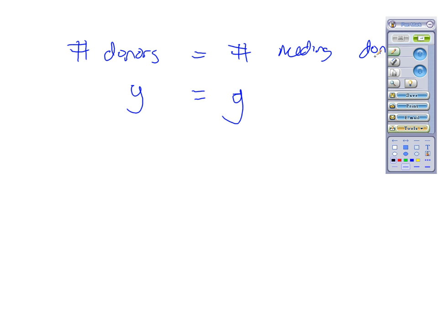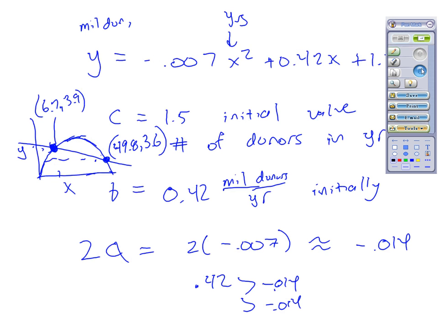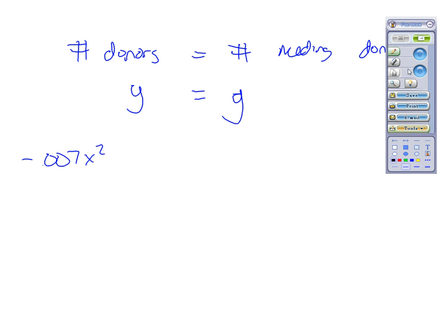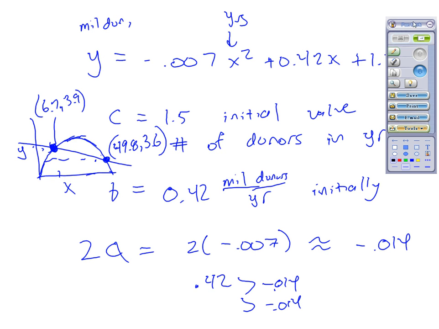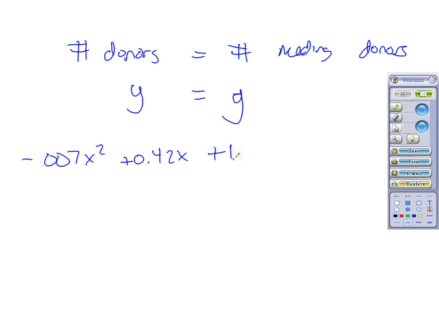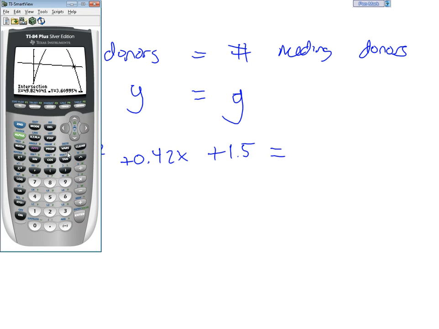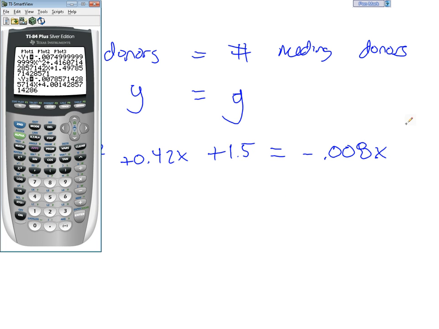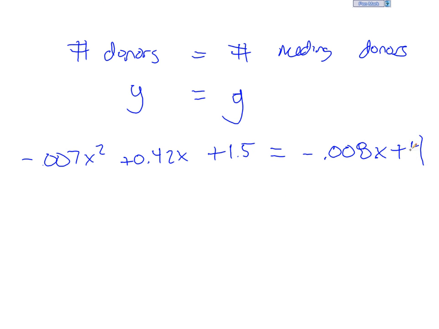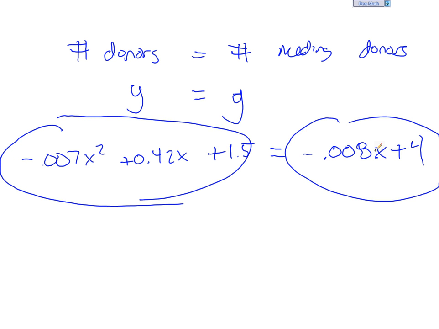Okay, well, the number of donors, that's given to me by negative 0.007x squared plus 0.42x plus, and I think it was right around 1.5. And now our linear equation was about negative 0.008x. We will get some rounding error because we are rounding so much, plus about 4. Okay, well, we notice that there's a quadratic on one side and there's a linear on the other.